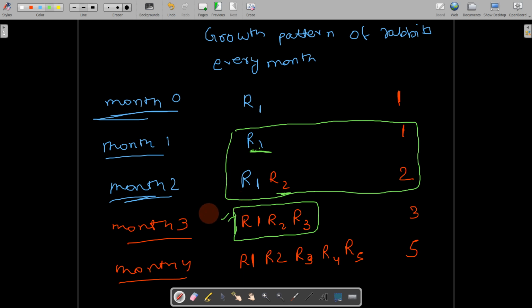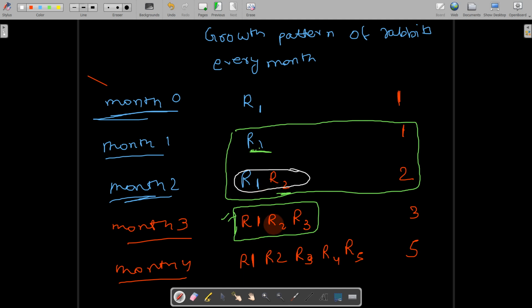Again, if you check at month 4, how many rabbit couples were present 2 months before month 4? That is month 2. So I will change the color. At month 2, we had two rabbit pairs. So these two rabbits will reproduce at month 4, right?